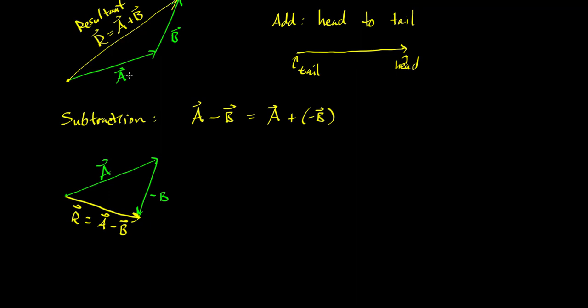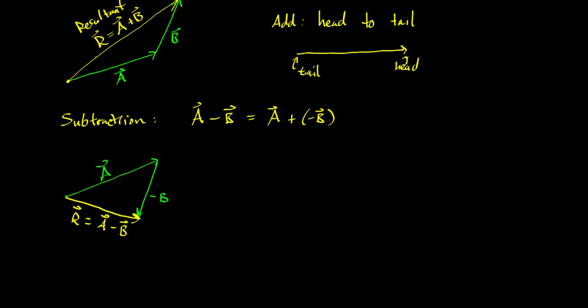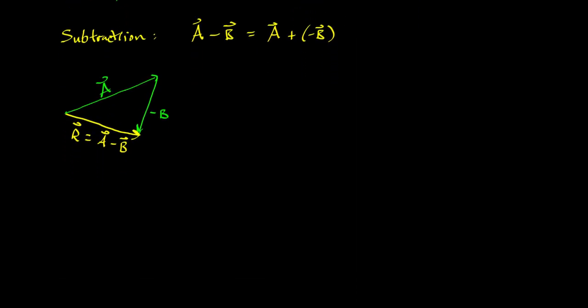For graphical analysis, order does not matter. If I added B to A, so I did B first and then A, I would get the same resultant. So it's commutative: A plus B equals B plus A. Again, you can read more about the graphical method. We don't use it as much, but it lays the foundation for what we really want to do, and that's the analytical method.